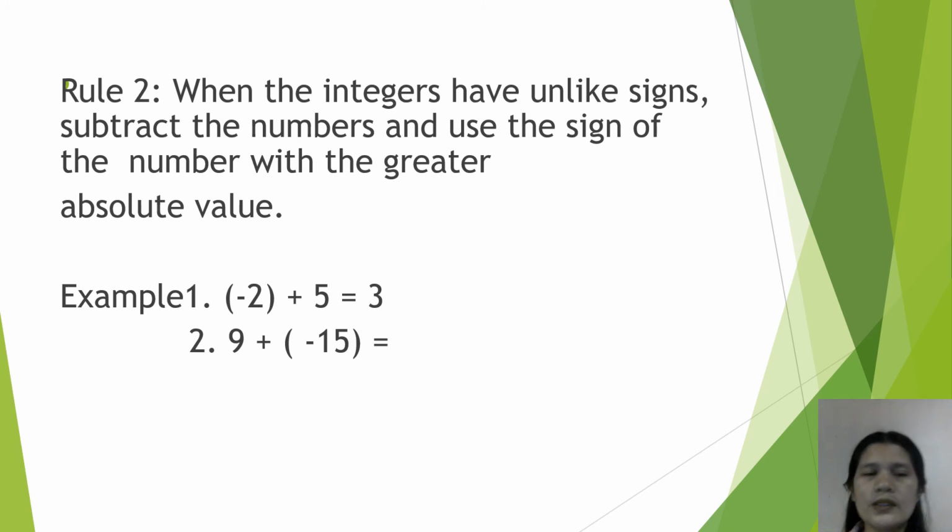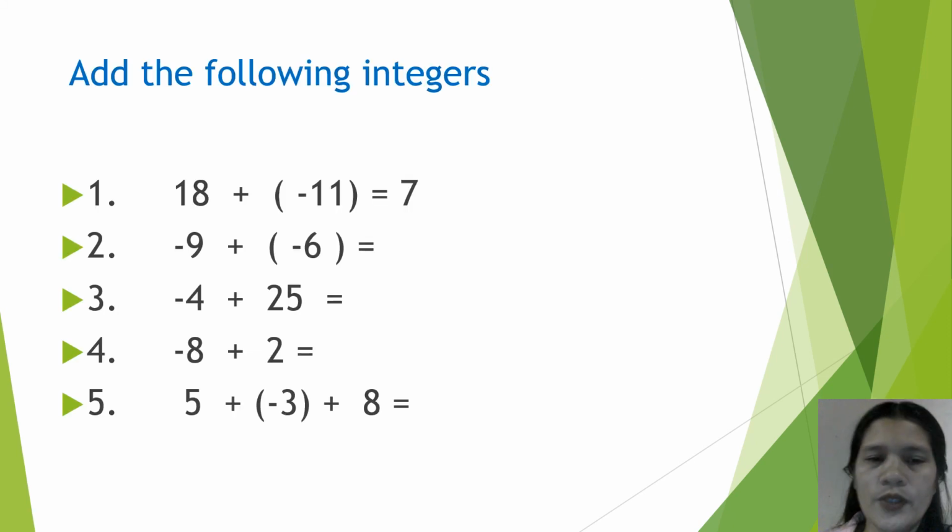So, number 2 is 9 plus negative 15. So, we have negative 6. We just simply subtract the two numbers. Then, 15 minus 9 is 6. Then, copy the sign of the number that has a greater absolute value. So, 15 is the number that has a greater absolute value.